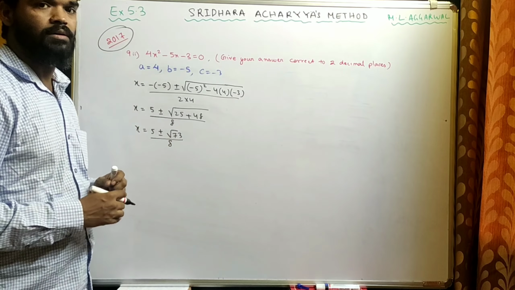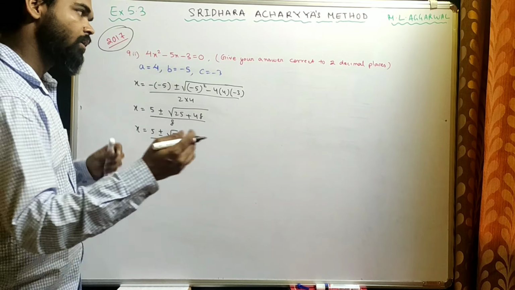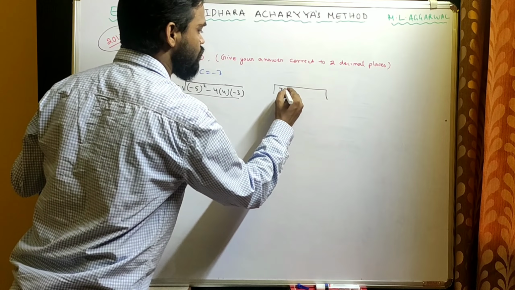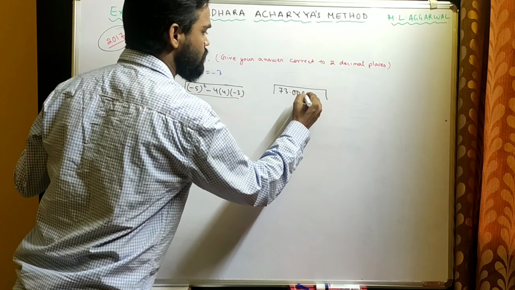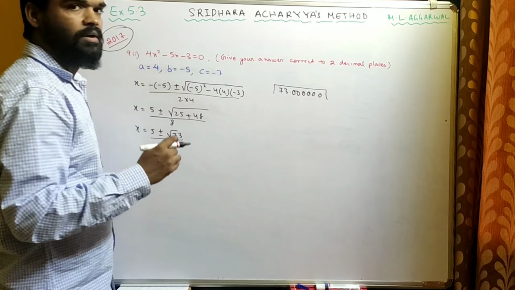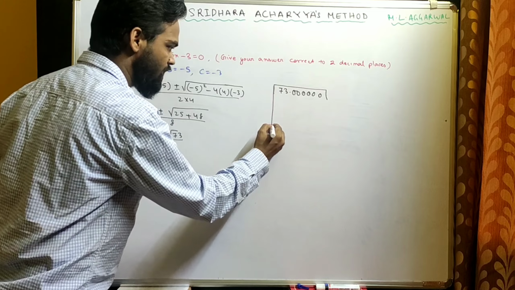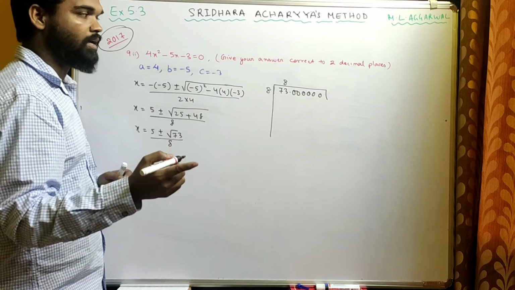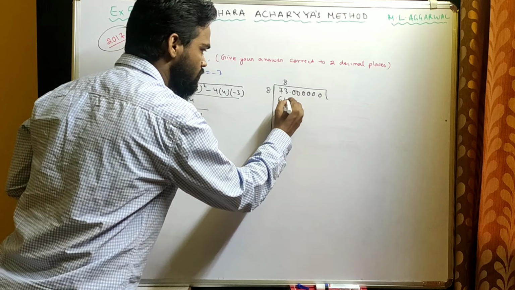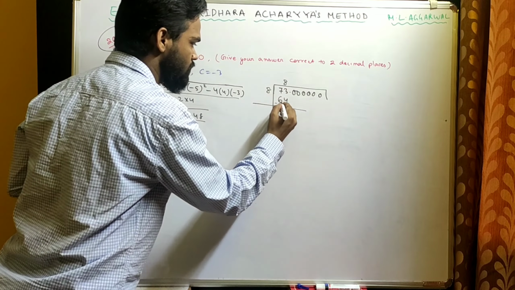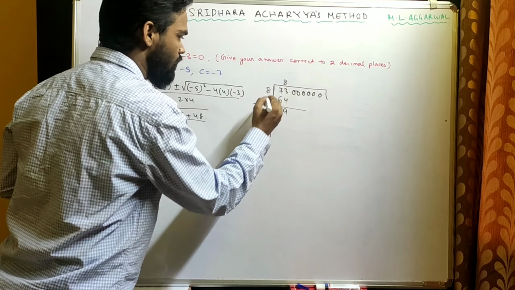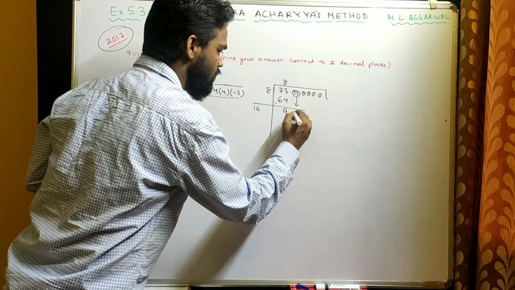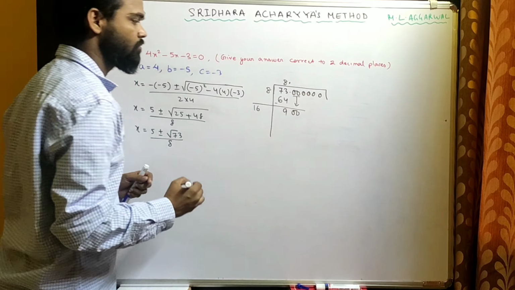Now we need to find the value of root 73. We have done it in earlier classes. 73, we can write 73.000000. But first, my first step should be 8 times gives you 64, because 9 times gives you 81. So always in pairs. So 9 is left and 8 double is 16. Now this 0 comes down. We'll give a point.